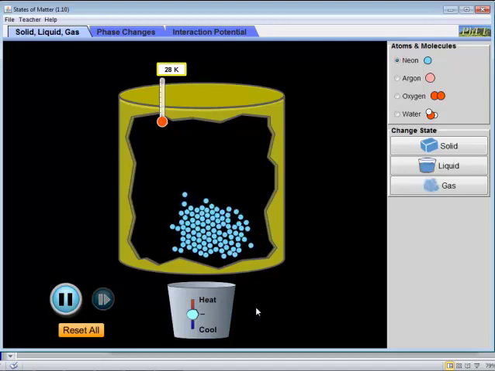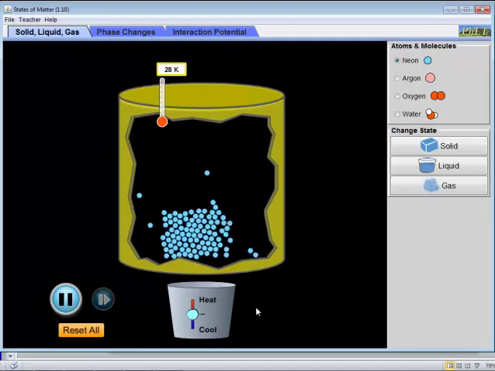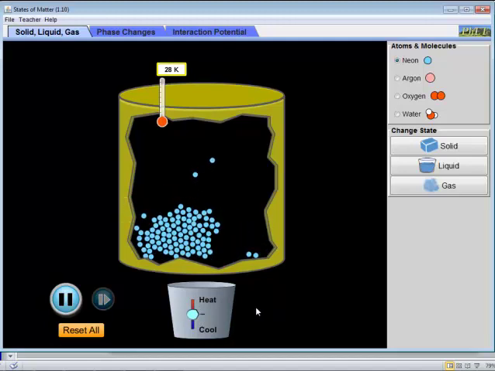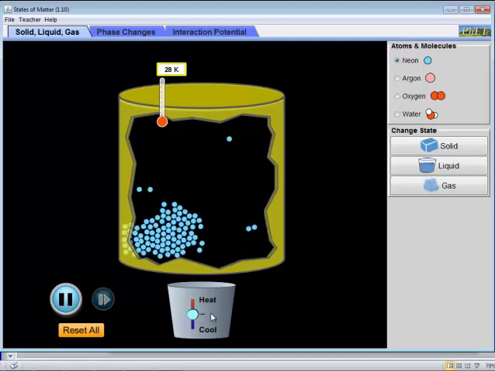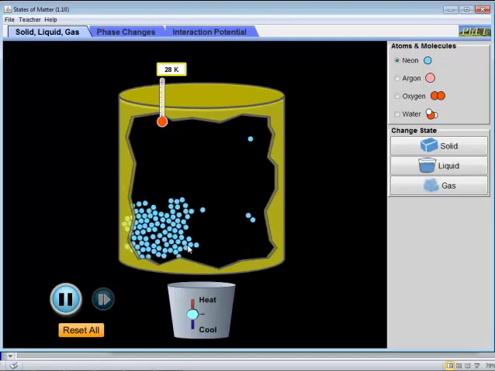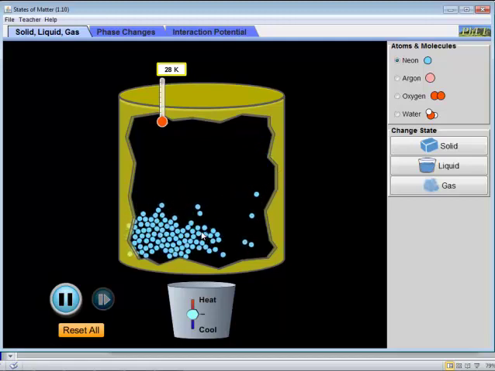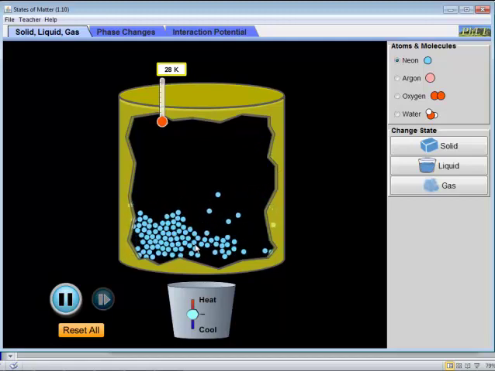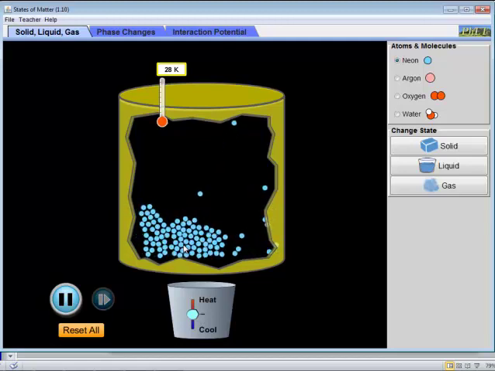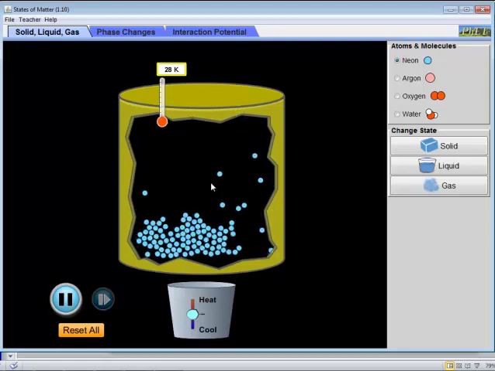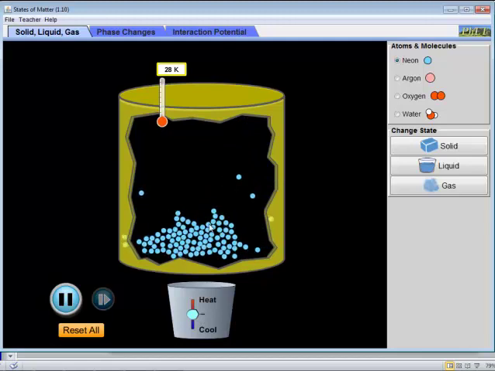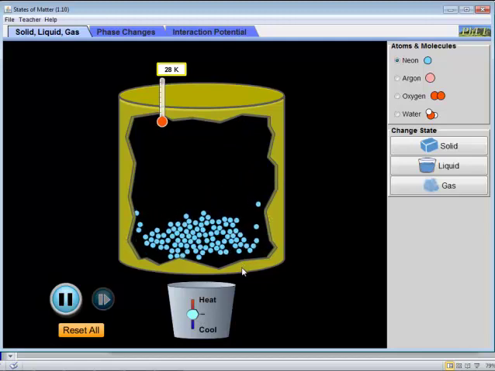At a certain temperature, in this case 28 Kelvin, you can see them pass each other, and it cannot hold its shape anymore, so it starts to spread. However, they cannot get too far away from each other; even though some of them did get farther away, they always fall back. So this is neon in its liquid state.